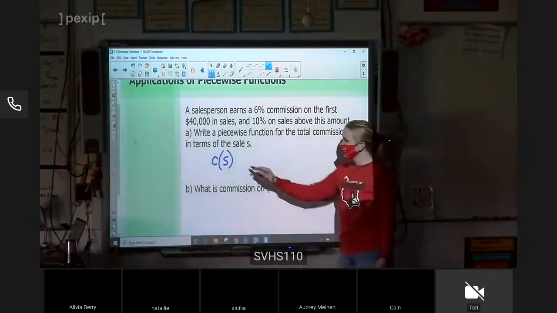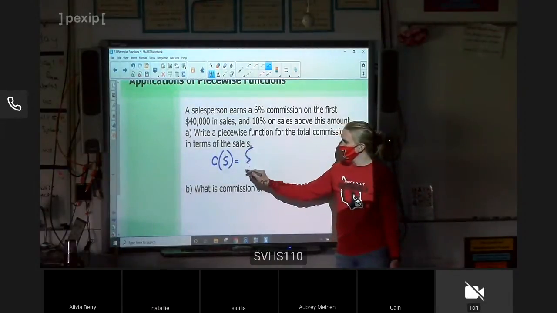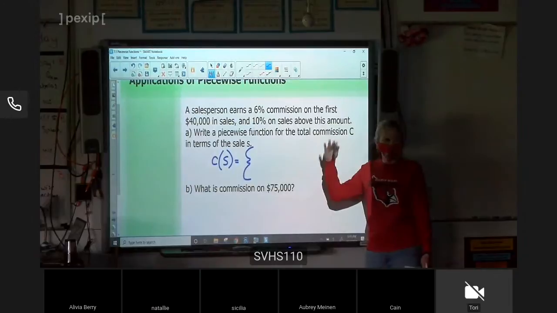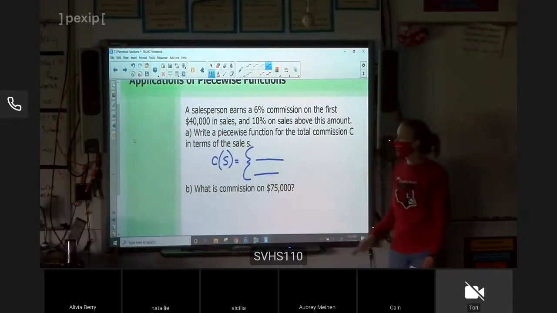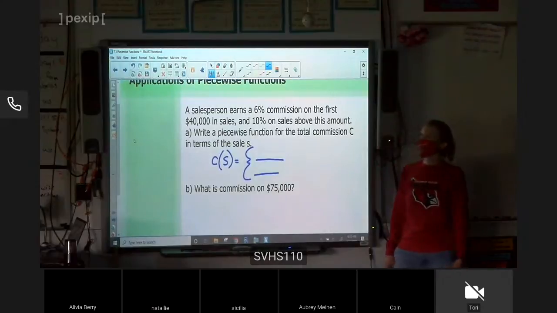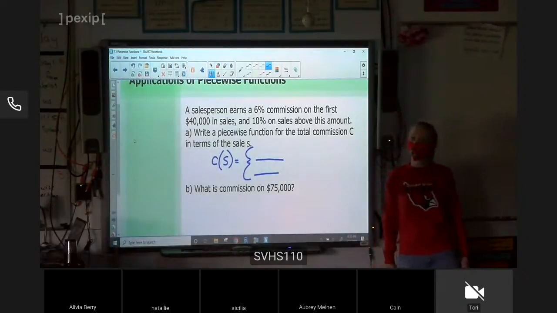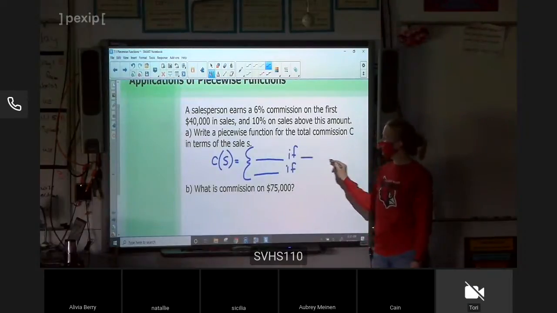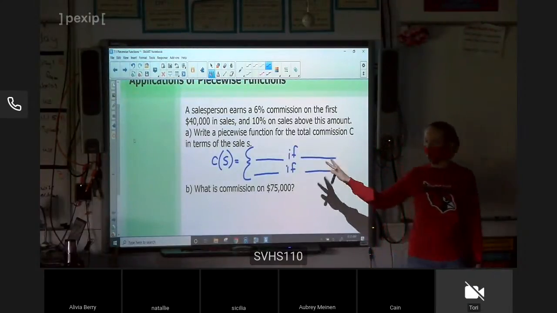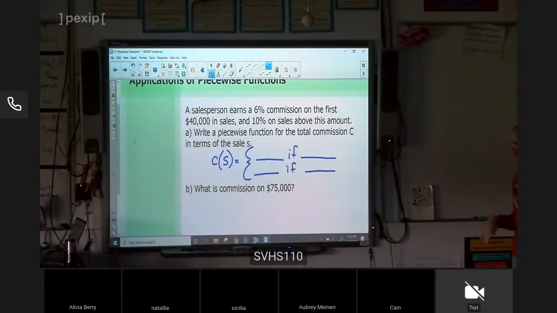So how many functions am I dealing with here? Two. Just two. 6% and 10%. You can have more than two functions. Are we going to? Possibly. Well, I told you guys, I'll already have it set up for you, so you'll know how many functions, how many pieces you have to put together.